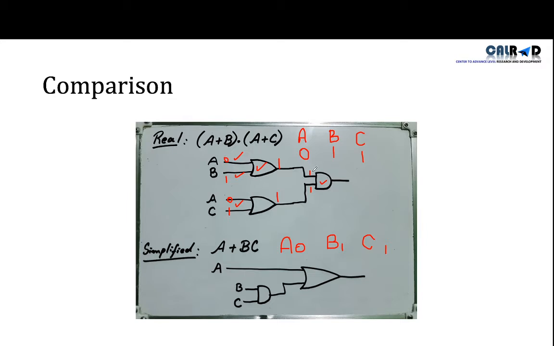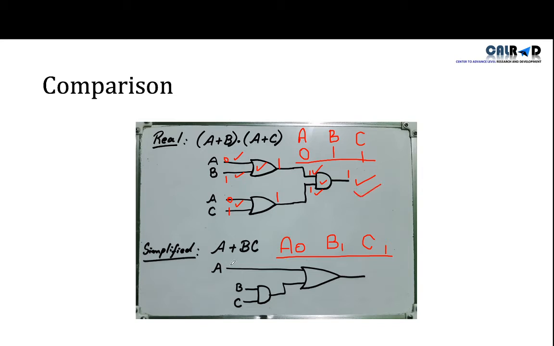In an AND gate, if the input is 1 1, then what will be the output? The output will also be 1. So our real equation is giving the output of 1 with these values. Now we will check if, with the same values, our simplified equation also gives the same output.